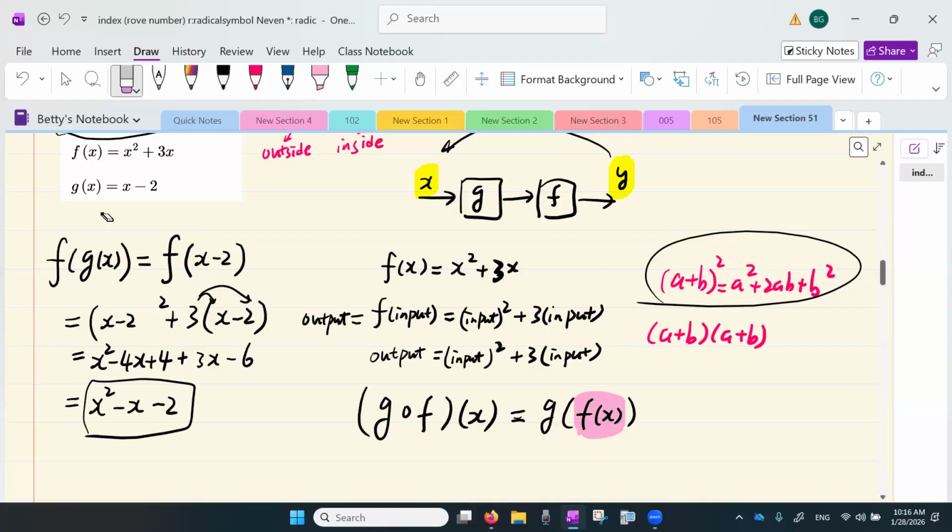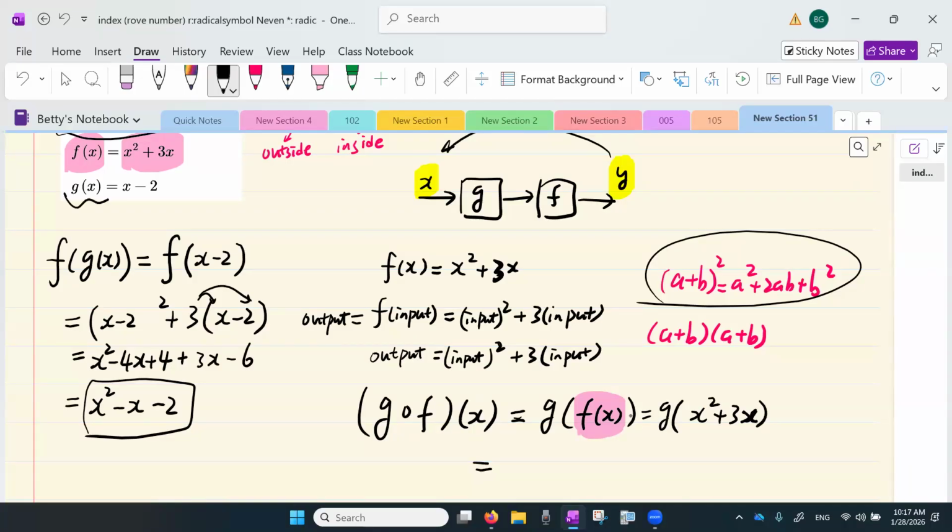Should we give you the answer? f is x squared plus 3x. So we can replace f of x with x squared plus 3x, right? Yeah. And then we have g.